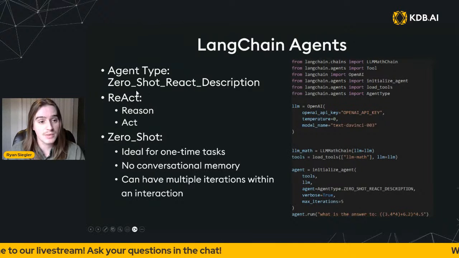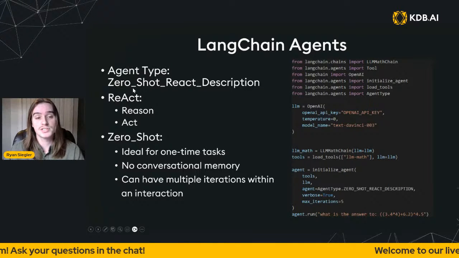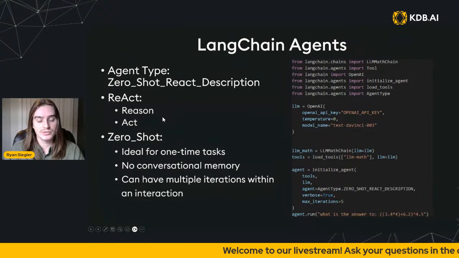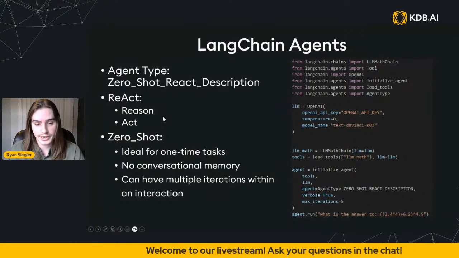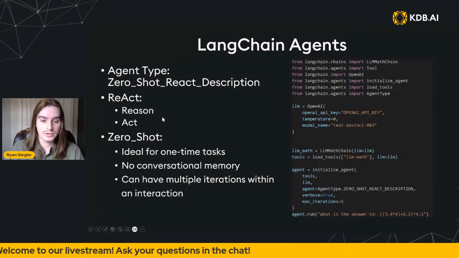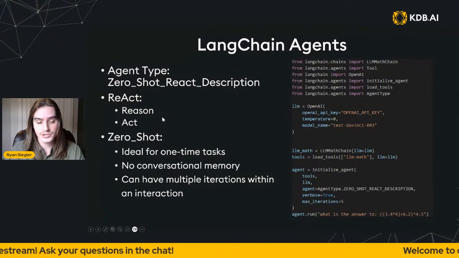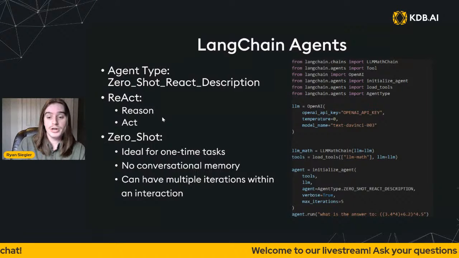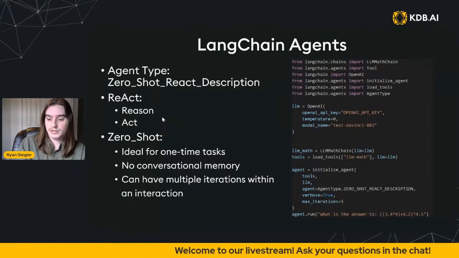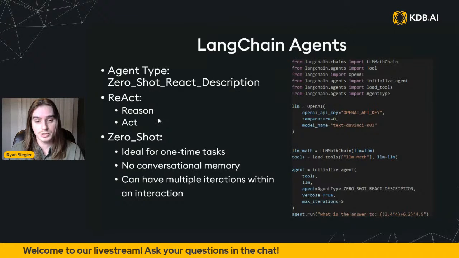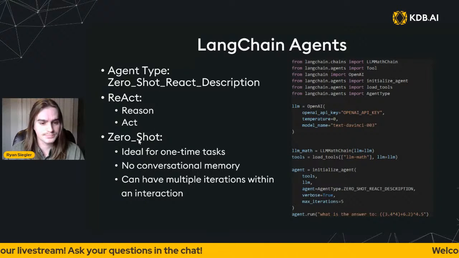And then the zero shot part of this is a type of tool or a type of agent that is ideal for completing one-time tasks. So not really the agent you'd use in a chat bot where you would want conversational memory so it can look back upon previous conversations. But if you wanted to do zero shot calculations, like with a calculator, for example, this would be a good type of agent to use.